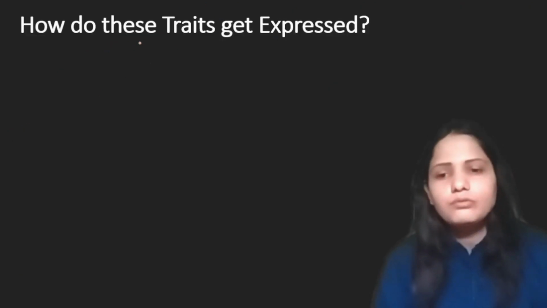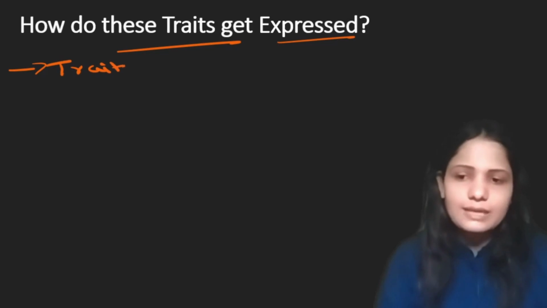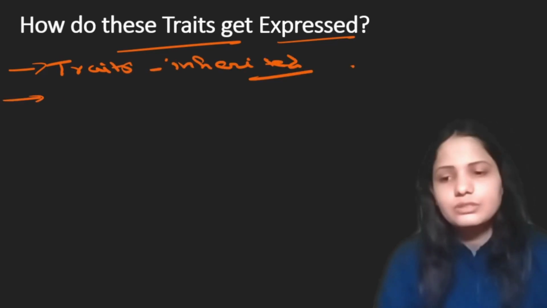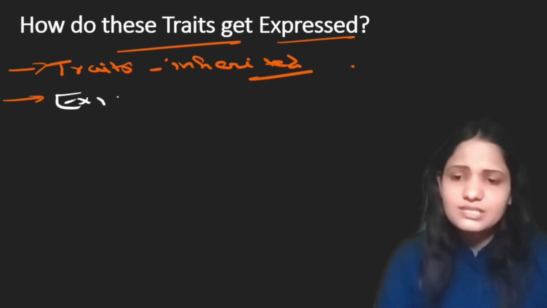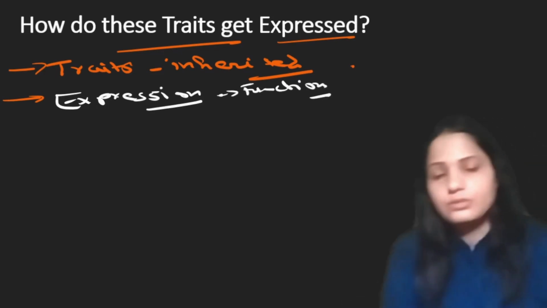Now, how do these traits get expressed? We have seen how the traits are inherited. The question here is how these traits are expressed now. Once the traits are inherited, next is expression. What is expression? Expression is function. How are these traits expressed in the body?